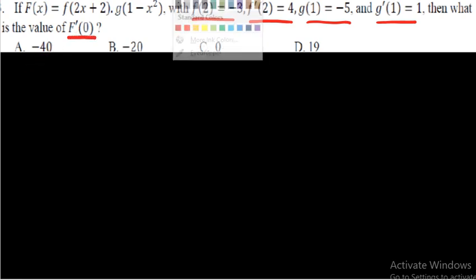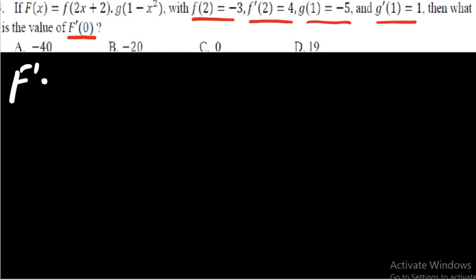The next question here again, f of x is equal to f of 2x plus 2 times g of 1 minus x squared, it says. Then f of 2 given, and f derivative at 2 also given, g of 1 given, and g derivative at 1 also given. So what's asked? Question is f derivative at 0, the capital F. So we need to derive this capital F.